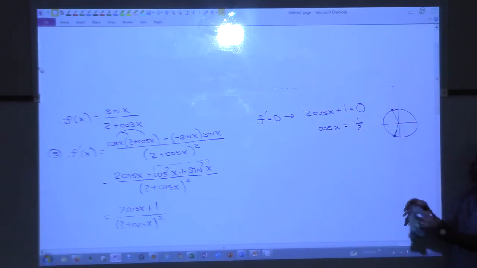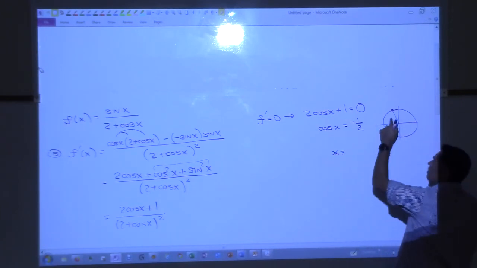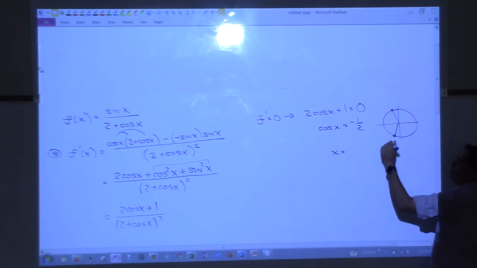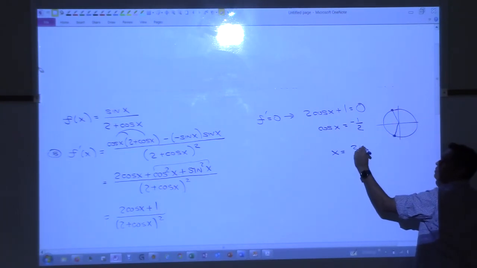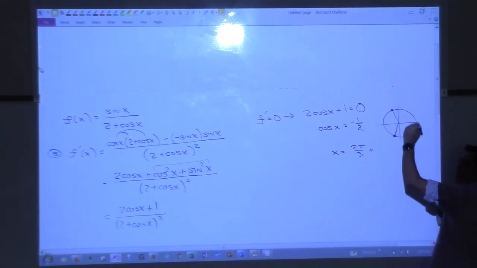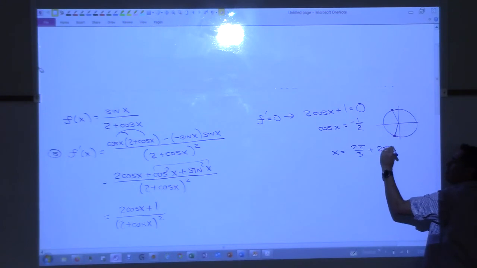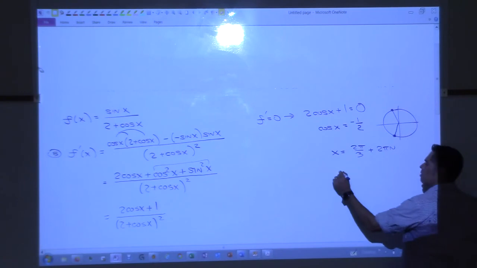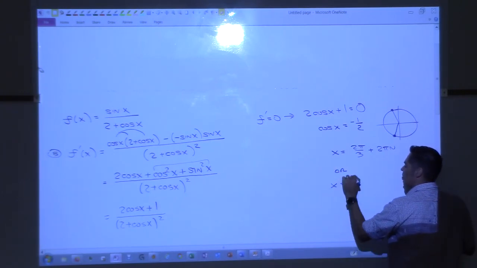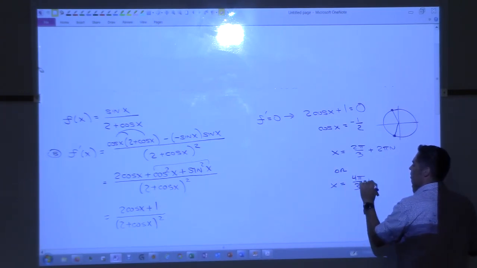So this general solution will be x is equal to, well, what is that angle? We're going to do it in radians. This one should be 2 pi over 3. How do we get back to it? We have to be able to get back to it, plus 2 pi n, or n times 2 pi. You can put the n in front or the back, it doesn't matter where it is. And then we have to get this solution. Or x equals 4 pi over 3 plus 2 pi n.